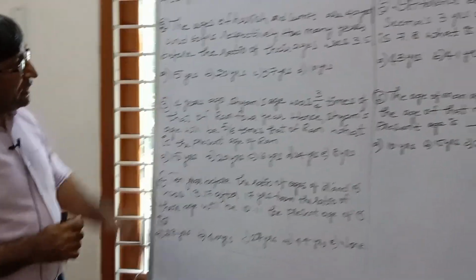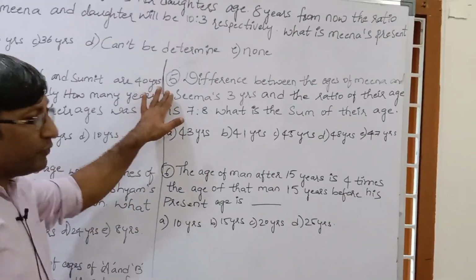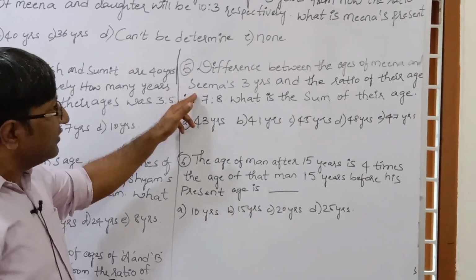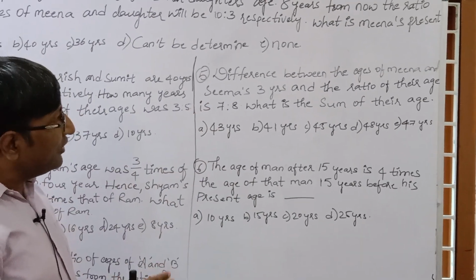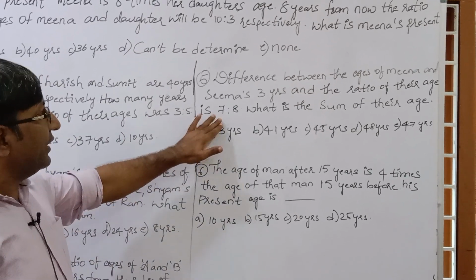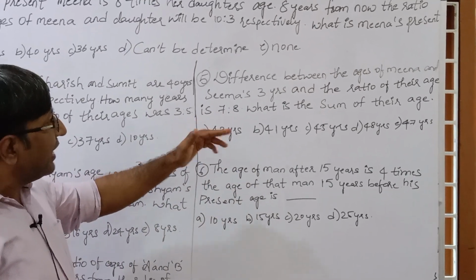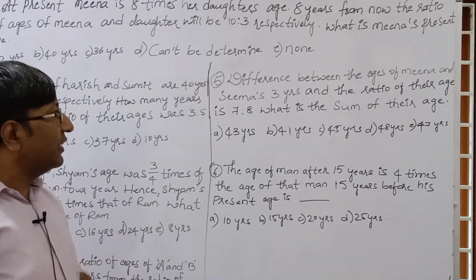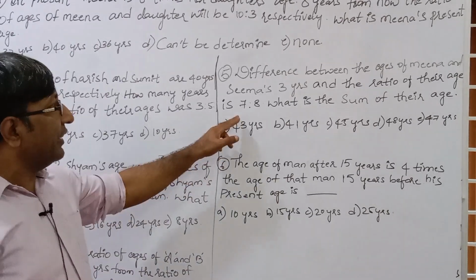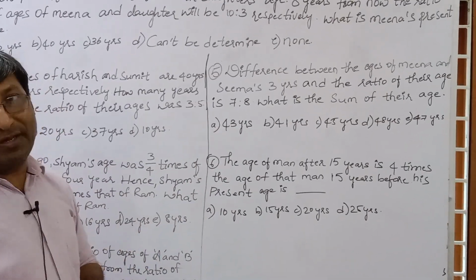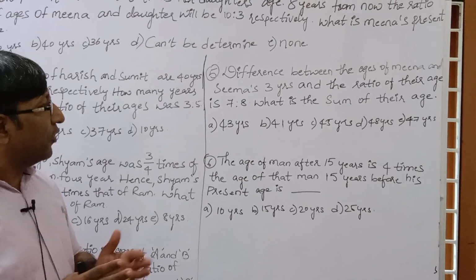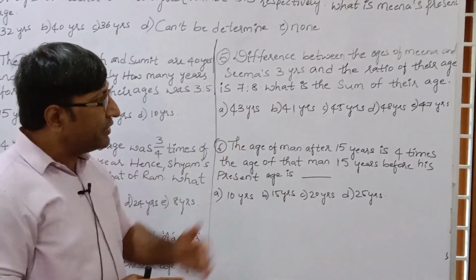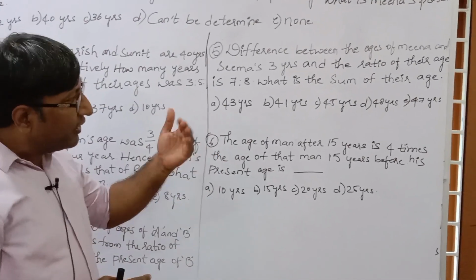Okay, now you see the fifth question. The fifth question is: the difference between the ages of Meena and Seema is 3 years, and the ratio of their ages is 7:8. So what is the sum of their ages? We have to find the sum of their ages. The options are 43 years, 41 years, 45 years, 48 years and 47 years.